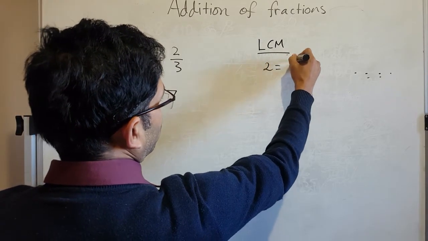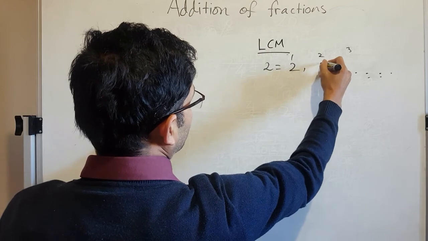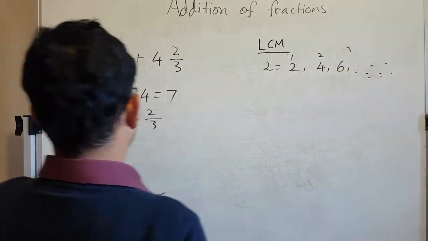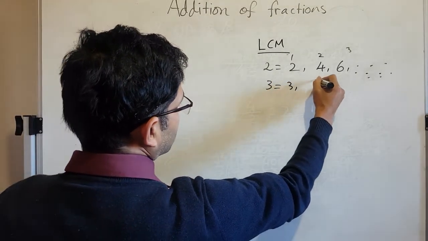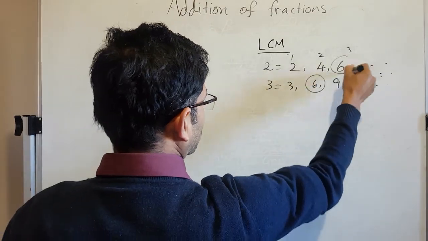So for 2, going 1, 2, 3: 2 times 1 is 2, 2 times 2 is 4, 2 times 3 is 6. Same way, we can go more. And then for 3, the multiples of 3 are 3, 6, 9, and so on. And we can see 6 and 6 is the common.